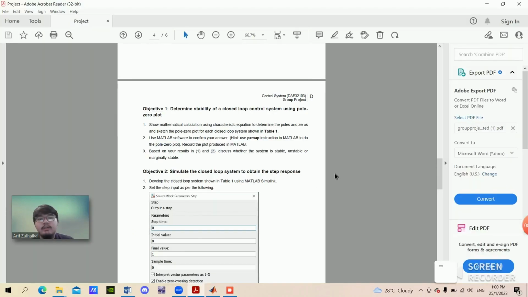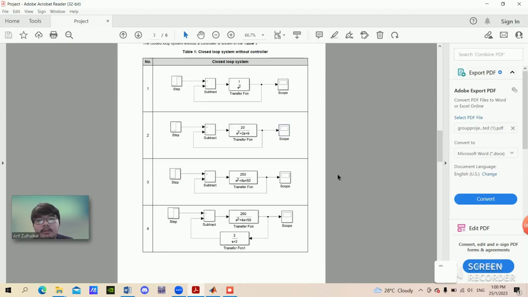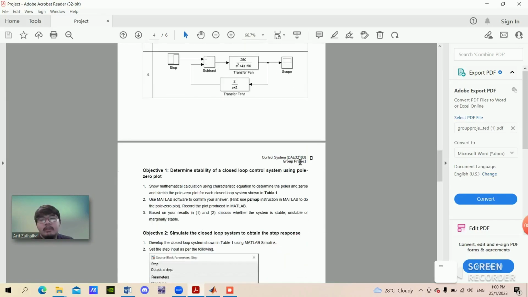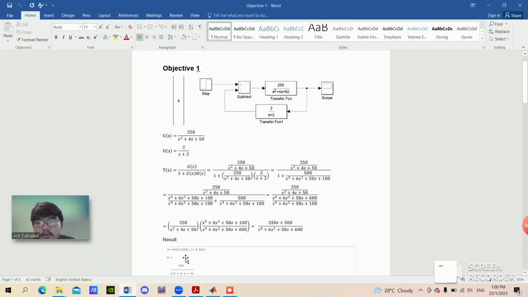For this project, I will do block diagram number 4. For objective 1, show mathematical calculation using the characteristic equation to determine the poles and zeros and sketch the pole-zero plot for each closed loop system shown in Table 1.